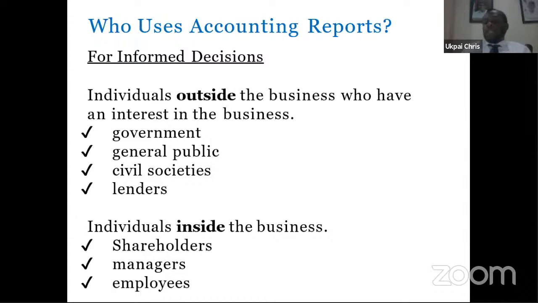Why use this accounting report? Individuals outside the business who have an interest in the business, they are the external users. Am I communicating? The individuals that have interest in the business, they are the external users. And who are the individuals? One, government. Why is it that government is interested in your business? Can you ask yourself that question? Why is it that government is interested in my business?